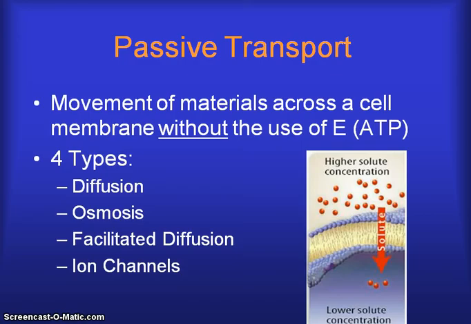In this first section, Chapter 5, Section 1, we're going to be focusing on passive forms of transport. Passive forms of transport occur without using energy, so no ATP is required in order to have this transport of materials from inside to outside a cell or from outside to inside. There are four main types we're going to discuss: diffusion, osmosis, facilitated diffusion, and diffusion through ion channels.